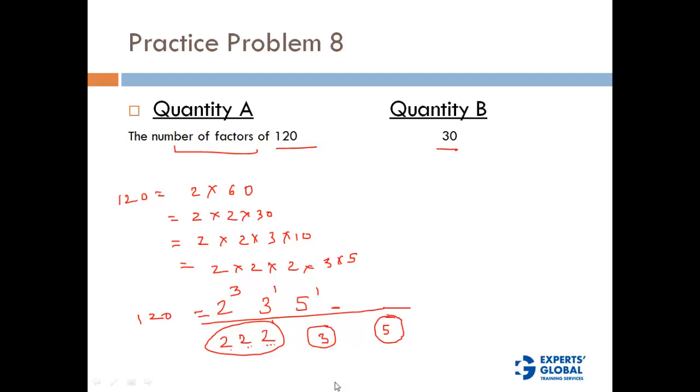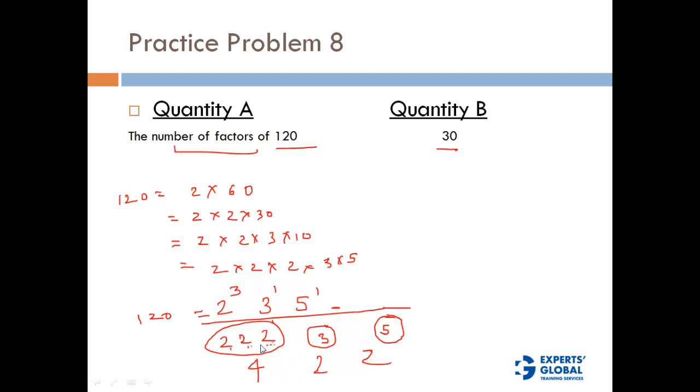Still I am going to get some factor of 120, right? So that means there are 4 possibilities here. We have 3 2s: 1 two is a possibility, 2 2s is a possibility, 3 2s is a possibility, no 2 is also a possibility. 4 possibilities here, 2 possibilities here. I can take the 3 or I cannot take the 3. 2 possibilities here. If I want, I'll take the 5. If I don't want, I will not take the 5.